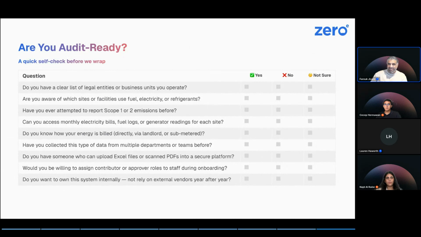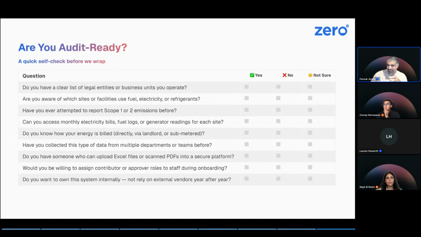But these are the kind of questions that we go through, right? Do you have a clear list of legal entities or business units where you operate? Are you aware of which sites or facilities use fuel, electricity, or refrigerants? Have you attempted one or two before? Can you access monthly electricity bills, fuel logs, and so on? Do you know how your energy is billed?